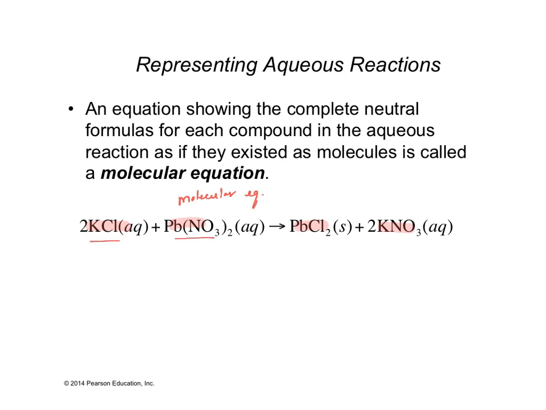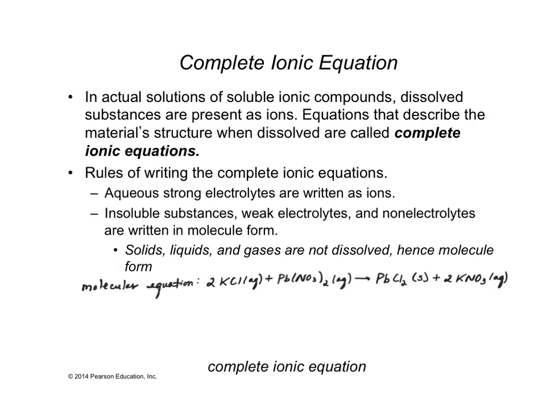But the problem is that we know, especially with respect to these aqueous reactions, that they don't exist together as molecules. All of these ionic compounds in water instead exist as ions. KCl exists as K+ ions floating around and Cl- ions floating around. This exists as Pb2+ ions floating around as well as nitrate ions floating around. So when we write them like this, that is representative of the molecular equation.